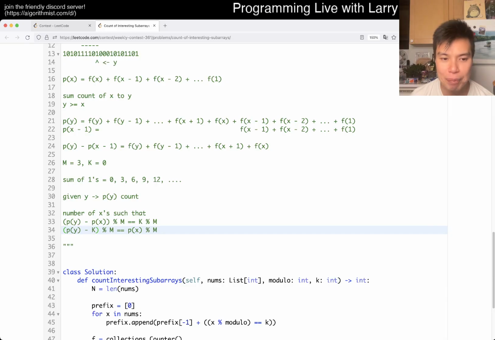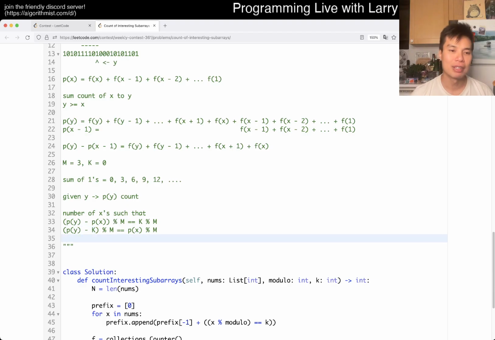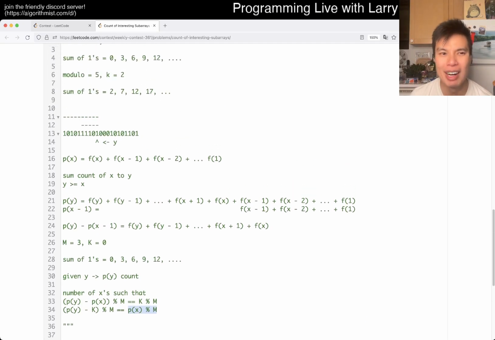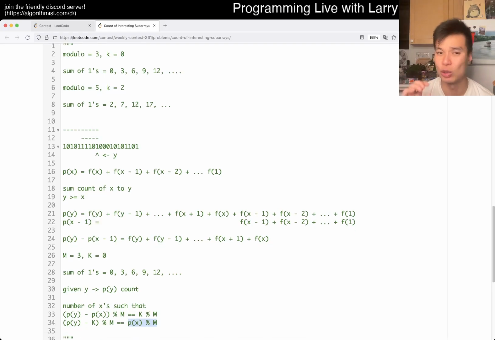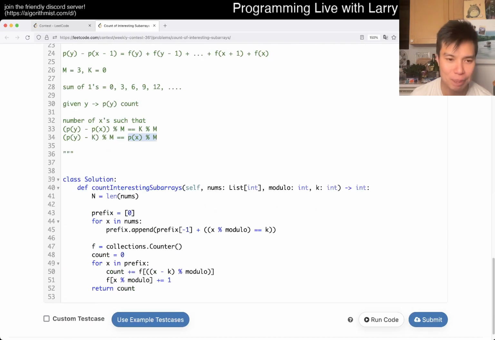So you add p sub x on both sides, you minus k on both sides, and then what happens? Well, we know what k is, we know this number. All we have to do is find the count that this is true, and we just have to store it as we go. That's basically the principle behind this problem. Even given that, this is not super easy to implement correctly. But yeah, this is going to be my code.